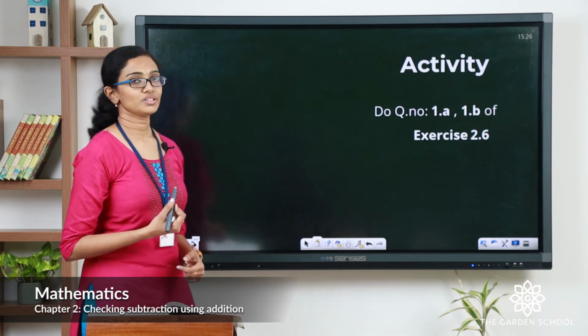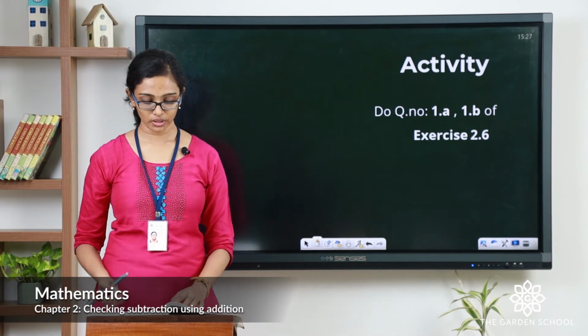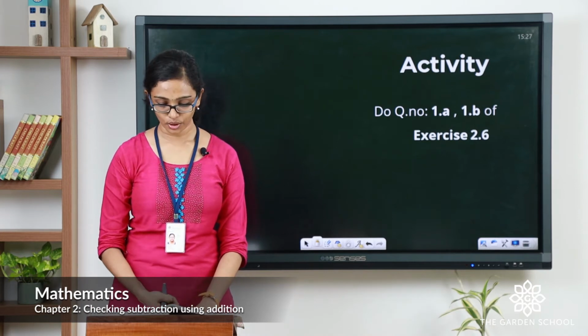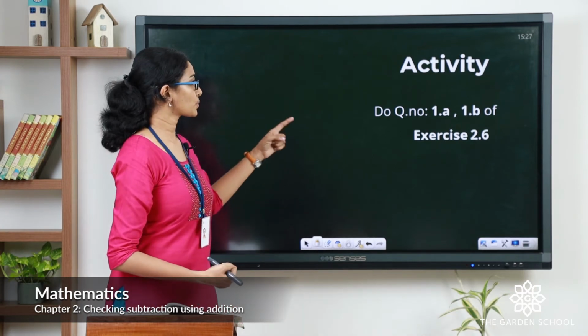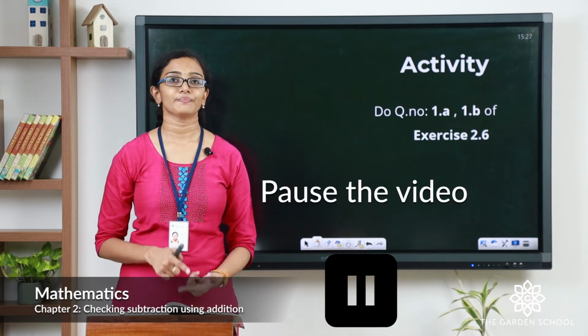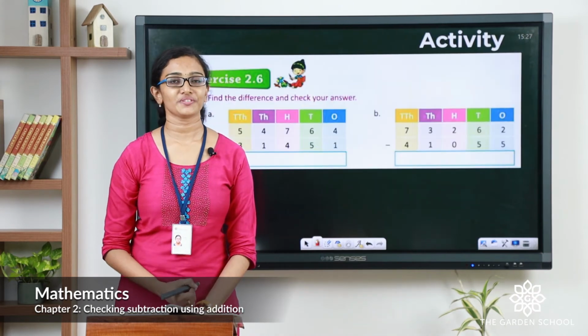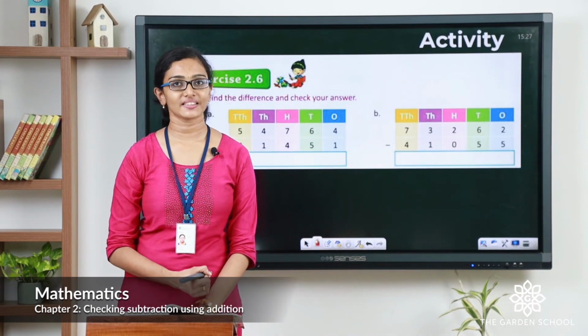Now, we'll do one activity now. Turn to page number 29 in your textbook. You can see exercise 2.6 there. You have to do the question number 1A and B there. You can pause the video, finish the exercise and come back. Hope you finished writing the answers. Now let's check the answers.